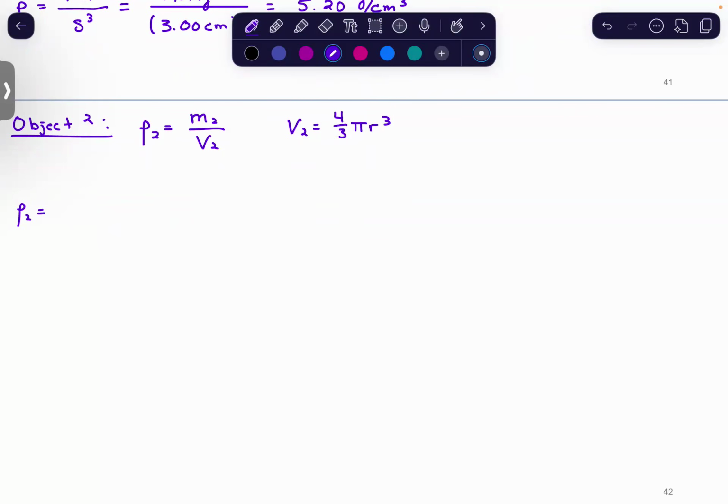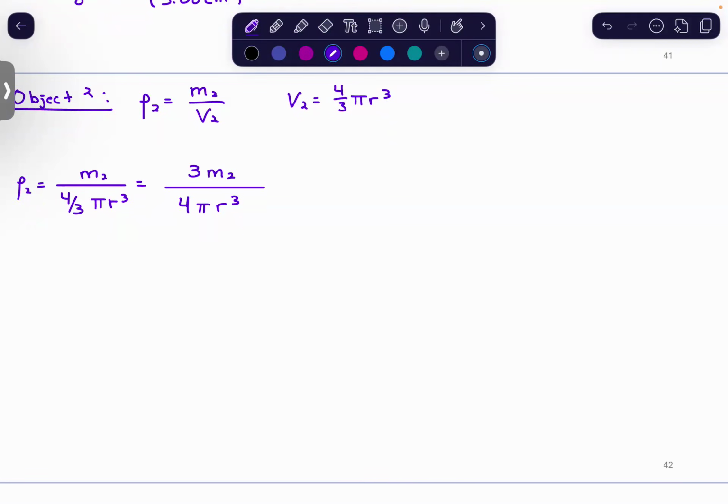Density 2, let's see, my denominator is 4/3 pi r cubed, and the numerator is mass 2. And then, of course, we have 4/3 in the denominator. So essentially, that means we're going to flip that and multiply. So the final equation that we can plug numbers into will be 3 times mass 2 over 4 pi r cubed.